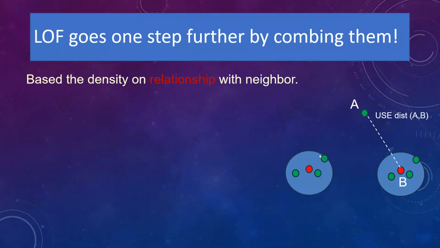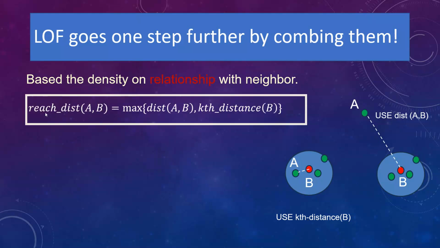But look at this one. Here, our A and our B are very close. In fact, A is part of the neighborhood of B. And so in that case, we're not going to accept this small distance because it'll be statistically unstable. We're going to smooth it out by taking the kth distance of B. So we either use the actual distance between A and B if A is outside the bounds of the neighborhood of B, or if A is inside the bounds of the neighborhood of B, we use the kth distance. It's a hybrid method.